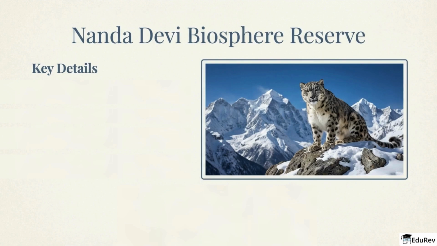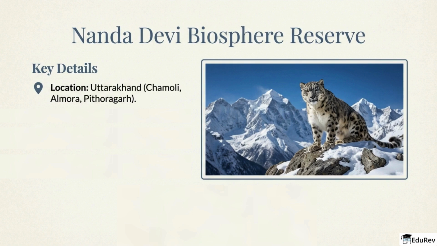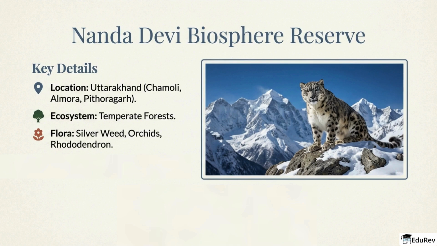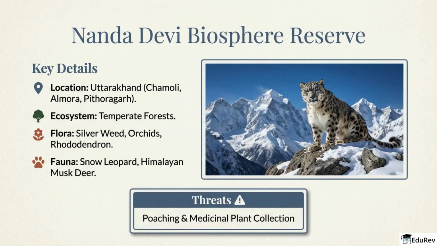Now move north to Nanda Devi Biosphere Reserve. It is located in Uttarakhand, specifically in the districts of Chamoli, Almora, and Pithoragarh as listed here. The ecosystem is marked as temperate forests. Its flora includes silverweed, orchids, and rhododendron. Its fauna includes snow leopard and Himalayan musk deer. And the major threats highlighted are poaching and medicinal plant collection.